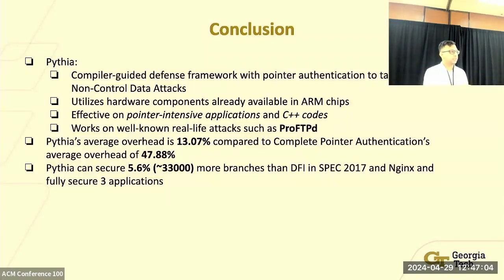We have an example in the paper of ProFTPD using str and compare, which is a very common example. Our average overhead is 13% compared to 47% for complete pointer authentication. And we secure like 5.6 million branches, which is actually around 30,000.